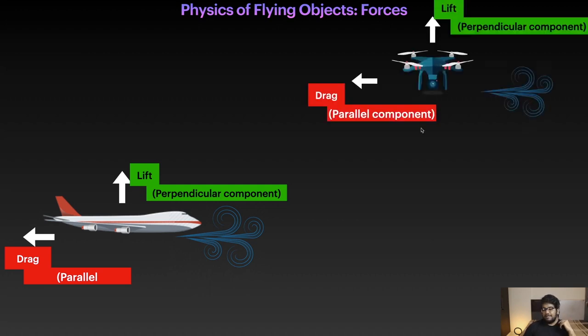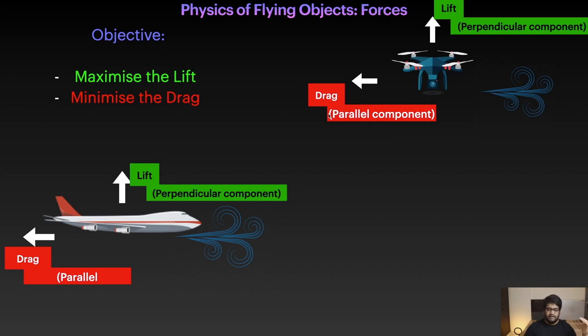In the case of a drone, again, the drag is the parallel component, the lift is the perpendicular component, and the objective is the same for every flying object. We need to maximize the lift. The more the lift, the better it is for the flying body to keep in air, and the better stability it will get. And minimize the drag. The less the drag acting on a body, the more desirable the effect. It would be more stable, and the more the drag, the more unstable the body will be in the fluid. And again, the fluid here is air.